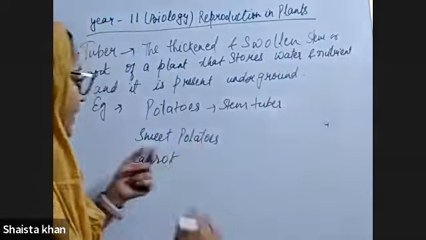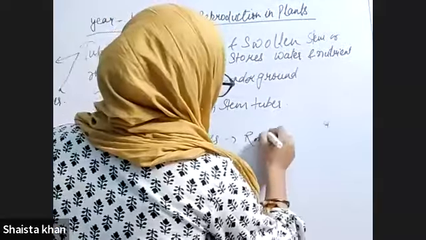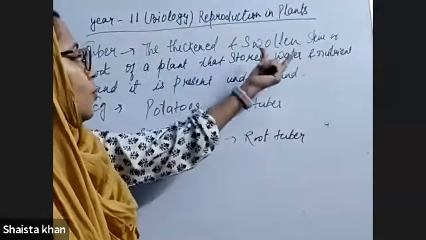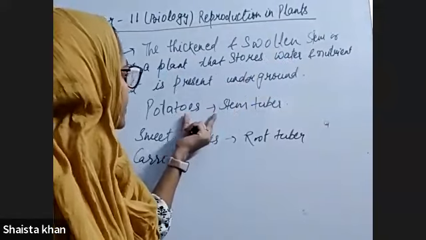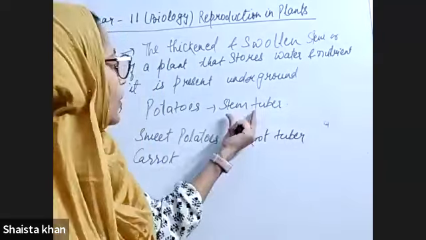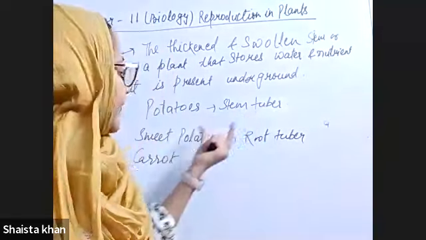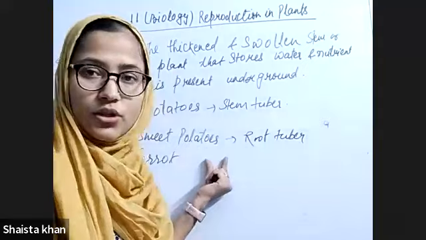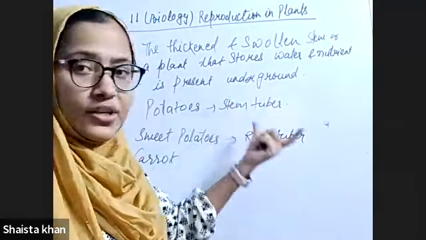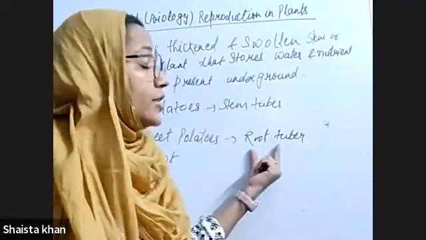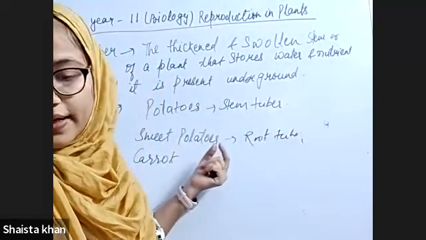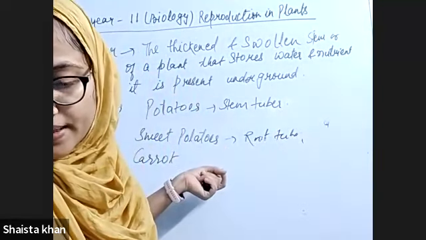And sweet potato is a root tuber. In a potato, the food, water, and nutrients are stored in the stem. But in a sweet potato, a carrot, or a radish, food, water, or nutrients are stored in the root. That's why it is known as a root tuber. I hope it is clear to you all.